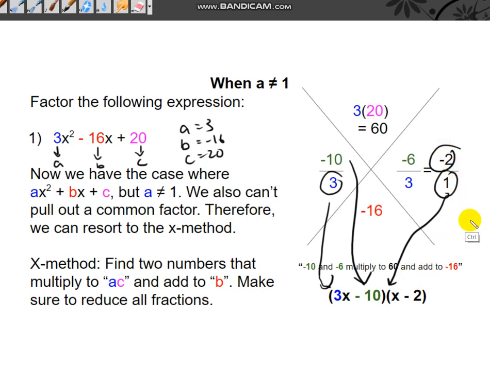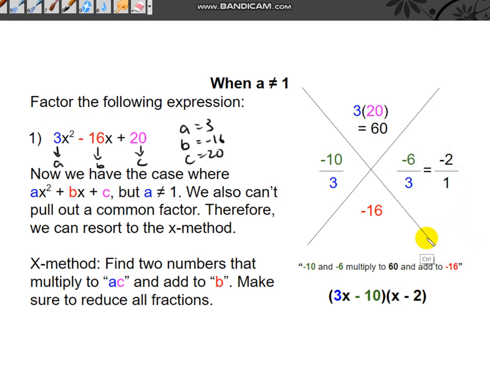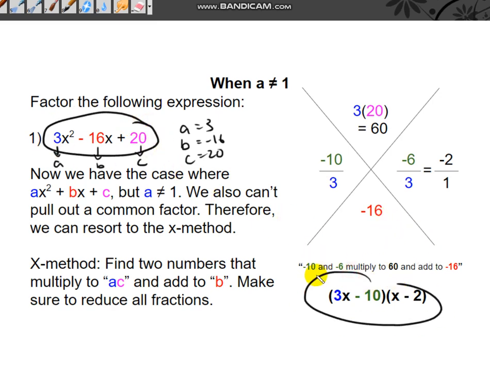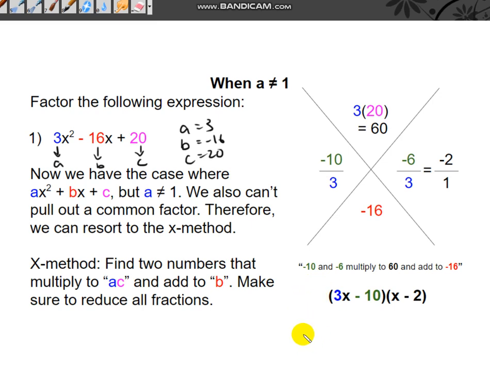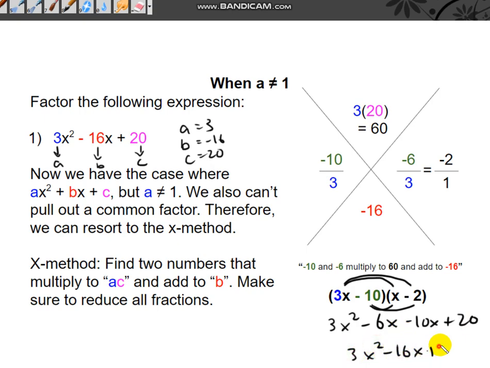So if we were to go ahead and prove that this is equivalent to this, you could always do your box or FOIL, right? If I just showed you FOIL, this is 3x squared. If I do outer terms, this is negative 6x, inner terms, and then the last terms would be positive 20. Combine like terms, 3x squared minus 16x plus 20. And that confirms that we got this right here.